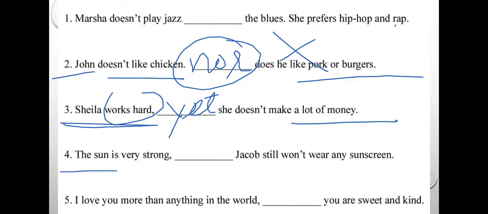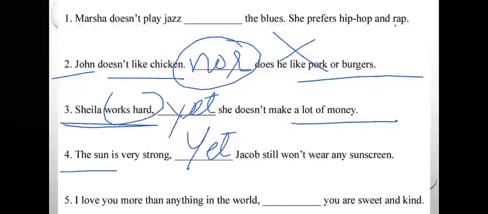For one, the sun is very strong, yet Jacob still won't wear any sunscreen. The sun is very strong. Yet again, the person should have been wearing sunscreen because the sun is very strong, but the person is not doing so. I'm not sure what the reason is.